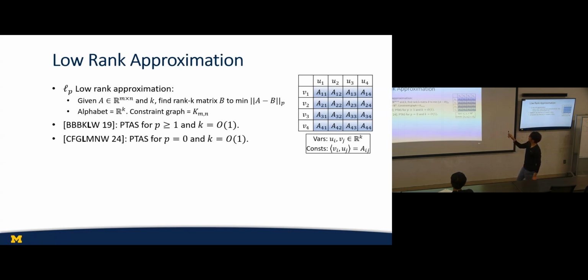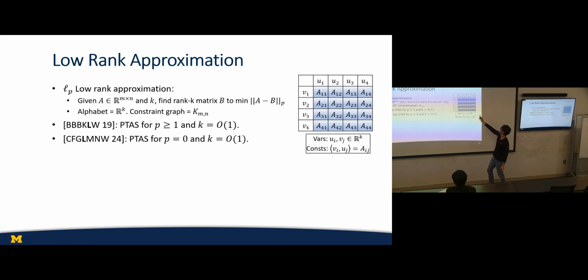But the way I view this problem as a CSP is that I'm going to create n plus m variables, one for each row and one for each column. They become variables that can have a value from R to the k. So that's the domain alphabet. They're vector valued variables. Of course, now it's very different from just 0, 1. Now it's uncountably many. But at least one can imagine that if k is constant, then we have some nice linear algebra effects, so it's not going to be too bad.